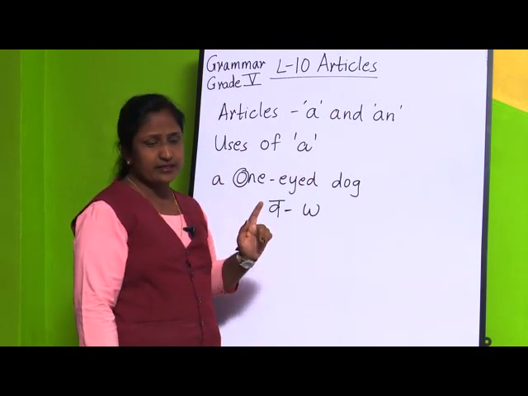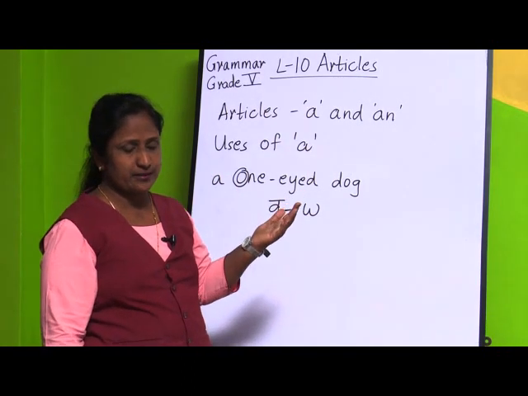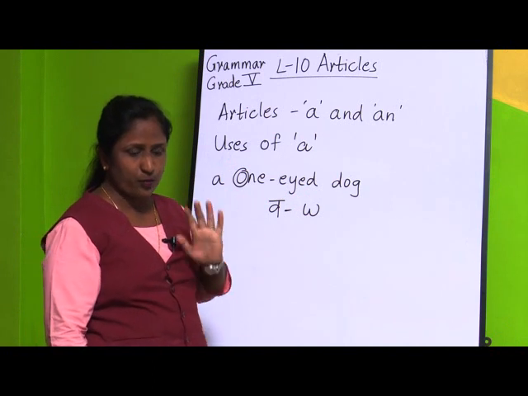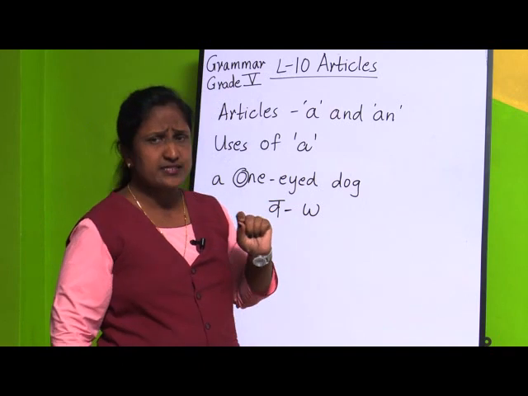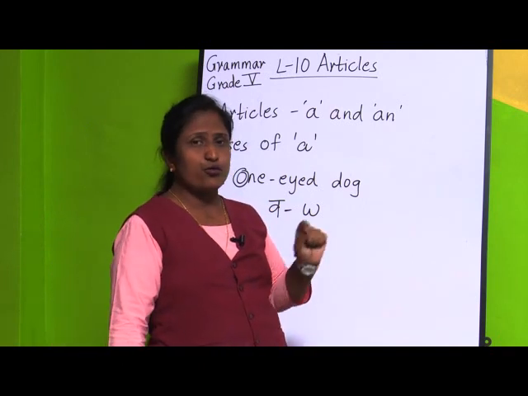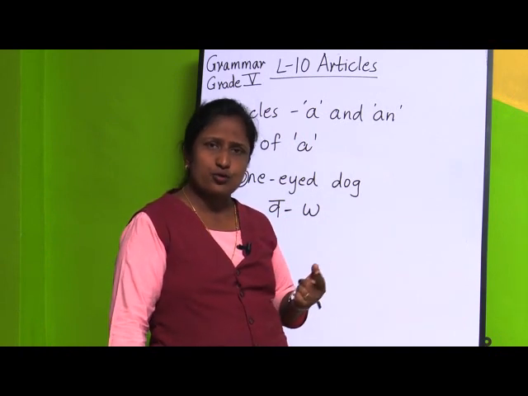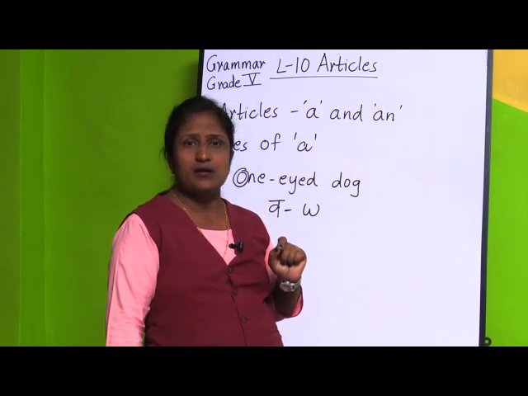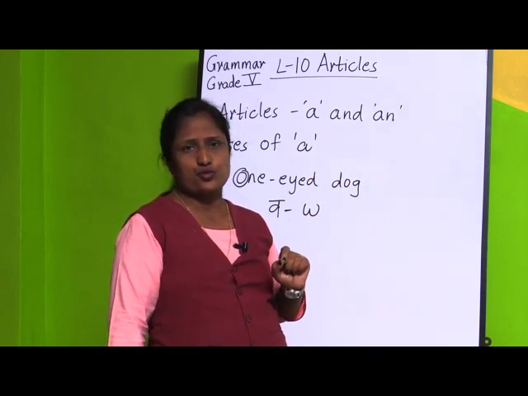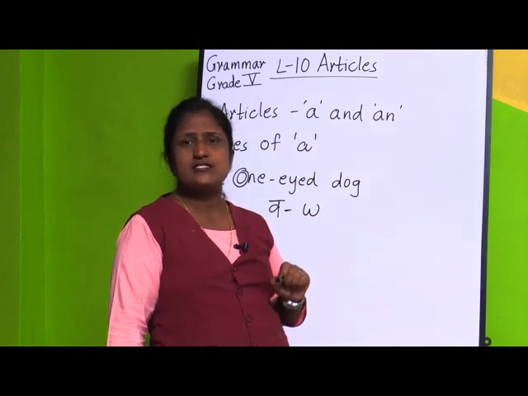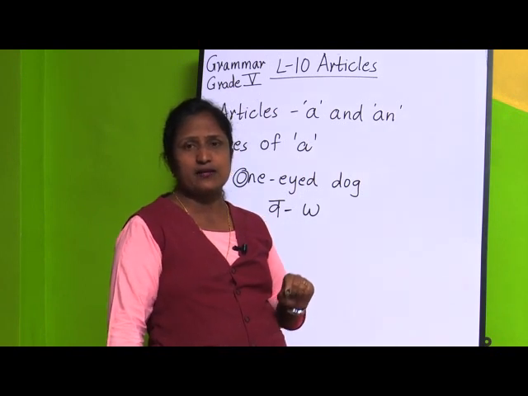Once again I will tell you the uses of a. A and an mean one only. They are used before singular and countable nouns. We do not use them for uncountable nouns. Now in that also, where do we use the article a? Article a is used before a consonant sound. If the word starts with a consonant sound, we use the article a.